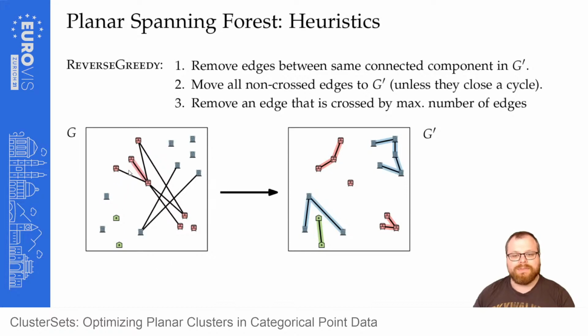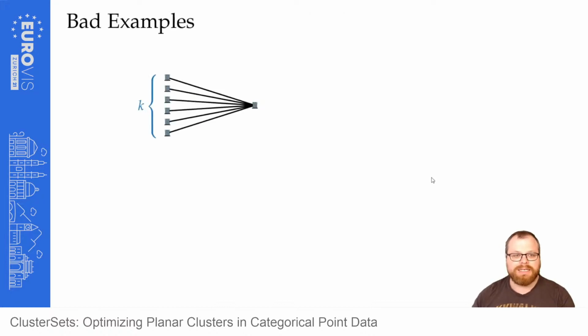Now we again have planar edges that we can move. We have to find the edge with the largest number of crossings, remove it. This has the largest number of crossings, remove it, and add planar edges to G'. And then again we get a solution. We will later evaluate that both these heuristics give us very good solutions in practice, but in theory they can be quite bad. So let's have a look at some examples.